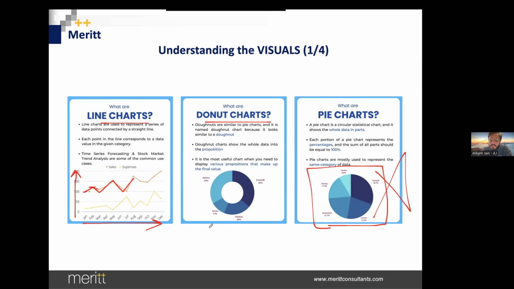Donut chart is not bad. It is similar to pie chart as explained. It is named donut chart because it looks similar to a donut, so there is a hole in between, right? What it does is it gives you the share of a particular data. So for example, in this data set, it is showing me Power BI contribution is 36%, Tableau is 20%, Sense is 11%, others are 33%.